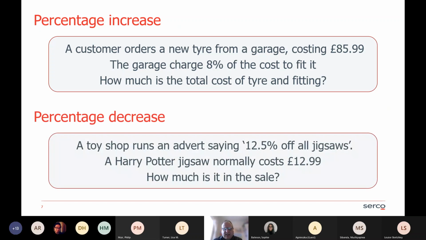Or there could be a discount. They're running a discount of 12.5% off, and the jigsaw normally costs $12.99. So how much is it now? You've got to work out what 12.5% of $12.99 is and take that off $12.99.